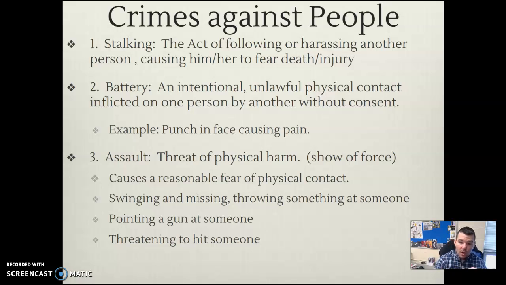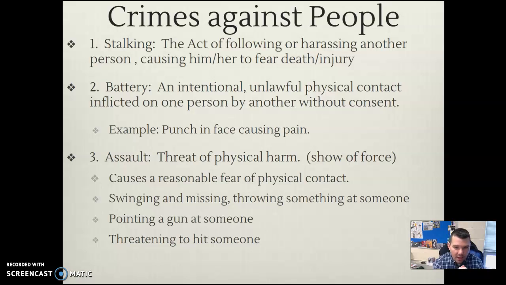So again, naturally, it kind of speaks for itself here in terms of what stalking is. But the key thing, in order to convict somebody of stalking, you need to show that this person is harassing you, or you have natural fear for your well-being. All right, now this is something that gets thrown around a lot. It's very important, really, for you guys to distinguish the difference between battery and assault.